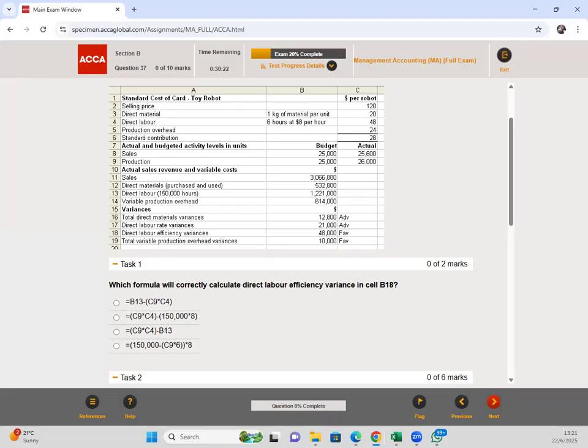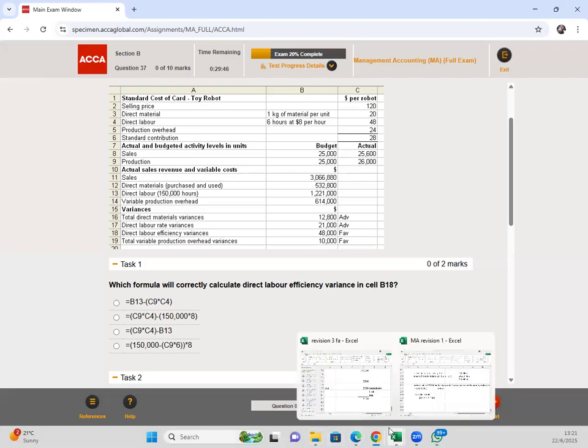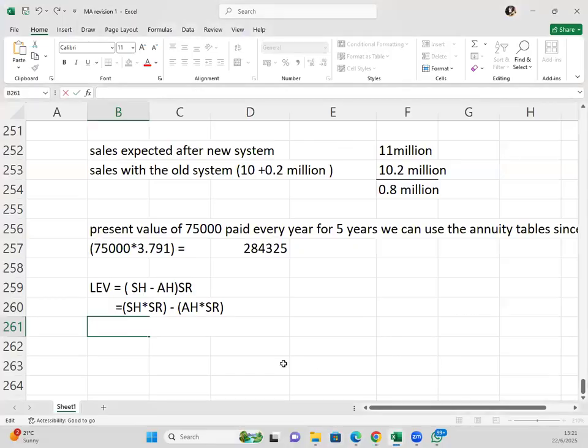C9 times C4 minus B13. B13 is what? Direct labor hours. Okay, 150,000 is the hours. Yes, 150,000 is the actual. These are the actual hours, because these are the actual results. So 150,000 are the actual hours, and 8 was the rate per hour. So B I think is much closer to our formula here. B is much closer, but however, the way they've used it is a bit confusing.